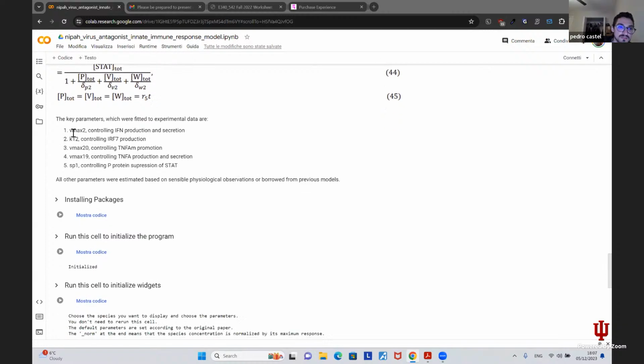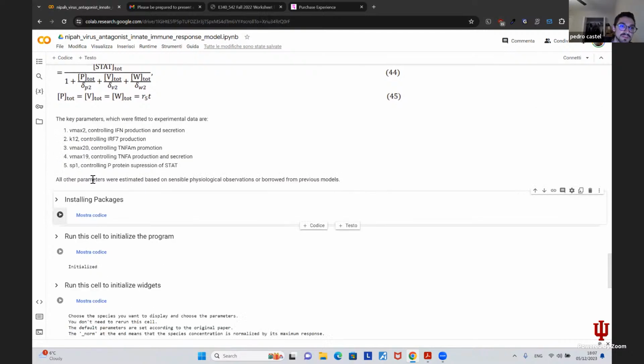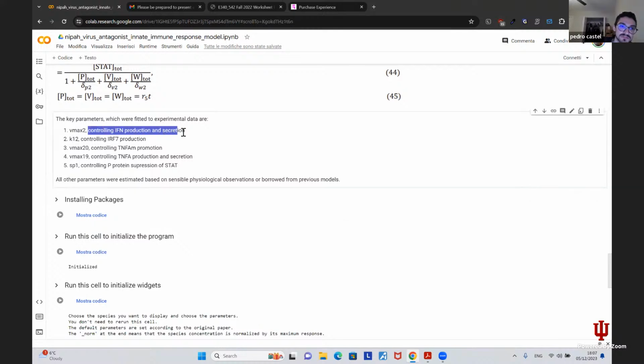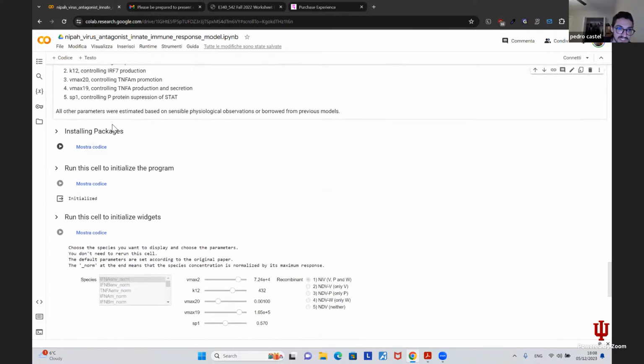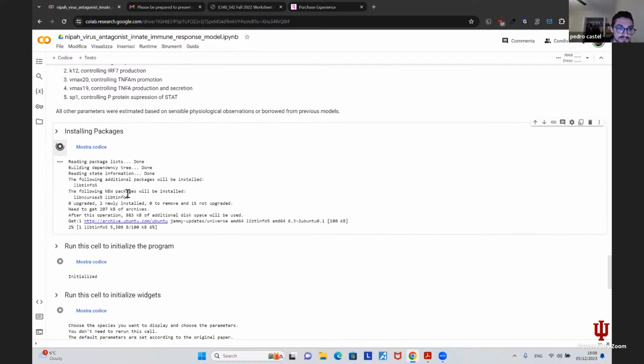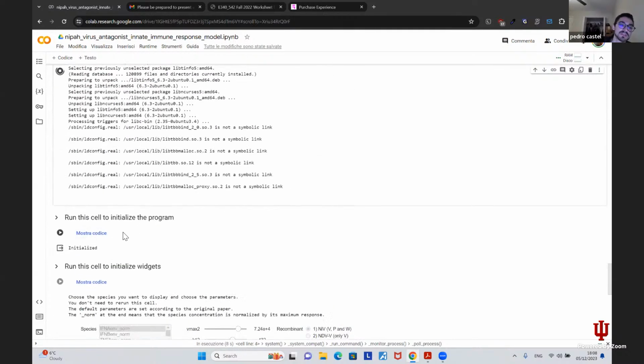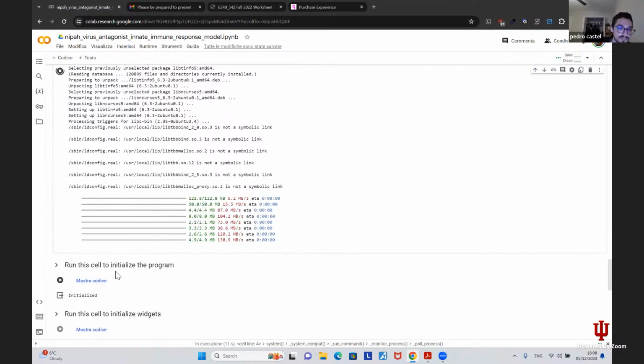The main parameters here that they fitted to data are Vmax2, which controls interferon production and secretion, and K12. So I kept this style of giving the parameter and explaining what it does. Since this is not installed in nanoHUB, you have to install the packages, so I have to do that now. I forgot to do it before. And this is the initialization of the program, where all the functions and code are initialized.